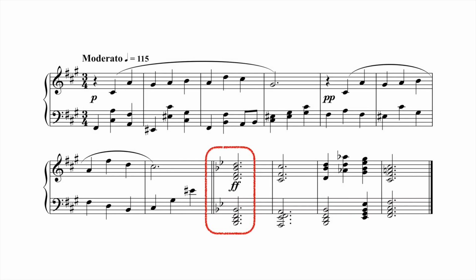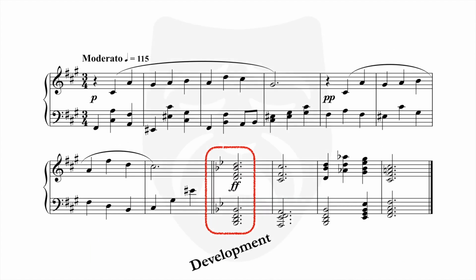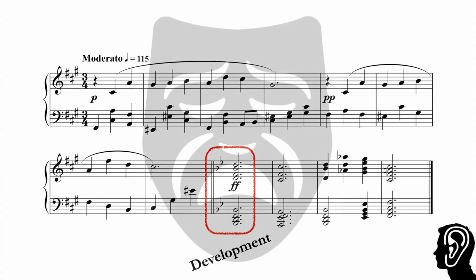This kind of thing is usually found in the development section of a sonata form, which is deliberately unstable, bringing together familiar ideas in surprising juxtapositions. If the above example were at the start of a piece, it would just sound wrong. But once the listener is already familiar with the material, it might be just what the form requires.